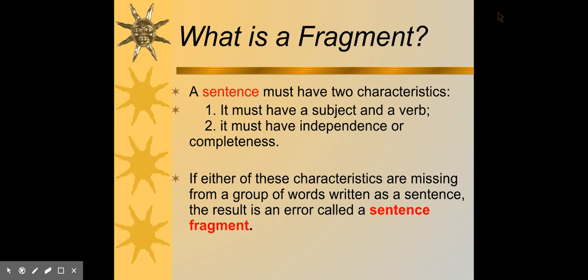Okay, well, first we need to remind ourselves what a sentence is. A sentence must have two characteristics. It must have a subject and a verb, or subject and predicate, and it must have independence or completeness. That means a complete thought. If either of these things is missing from a group of words written as a sentence, the result is an error called a sentence fragment.